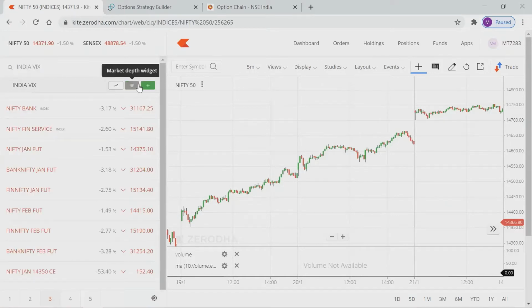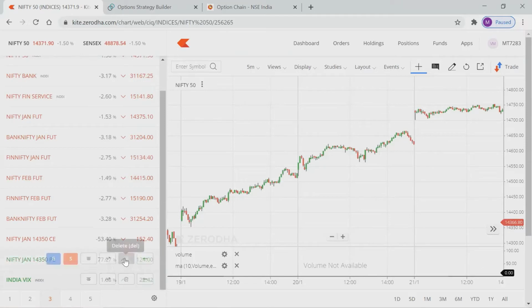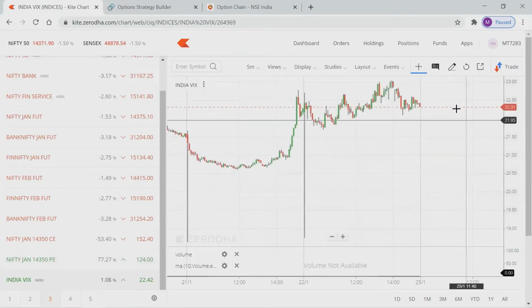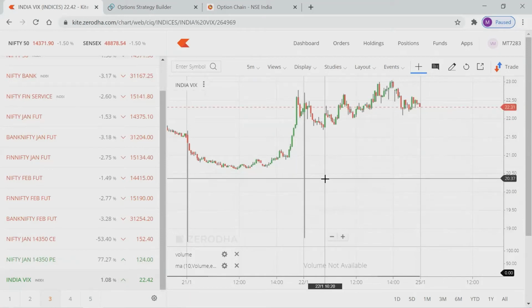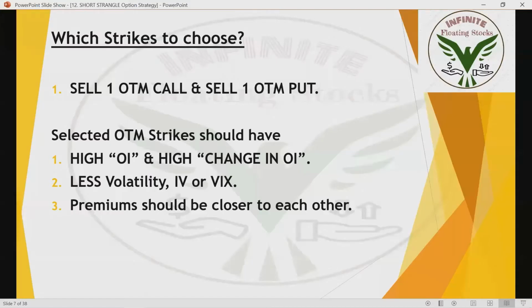India VIX. Okay, India VIX, it's 22.42 here. The value of India VIX is 22.42. So this VIX value should be below 24 or 25 if you are dealing with short triangle option strategy. So that's the second thing.